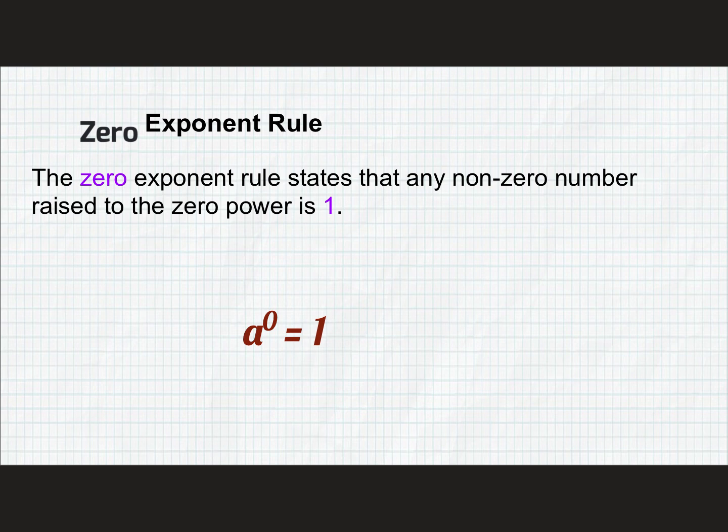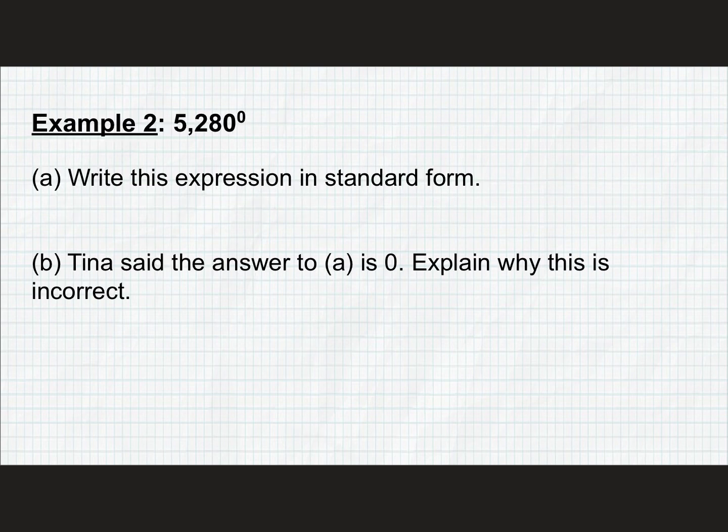This leads us to the zero exponent rule. The zero exponent rule states that any non-zero number raised to the 0 power is 1, so a to the 0 equals 1. This is the same thing as what we just saw with z to the 0 equal to 1. Now let's look at an example, 5,280 raised to 0 power. We are going to write this expression in standard form. Using the zero exponent rule, we get 1.